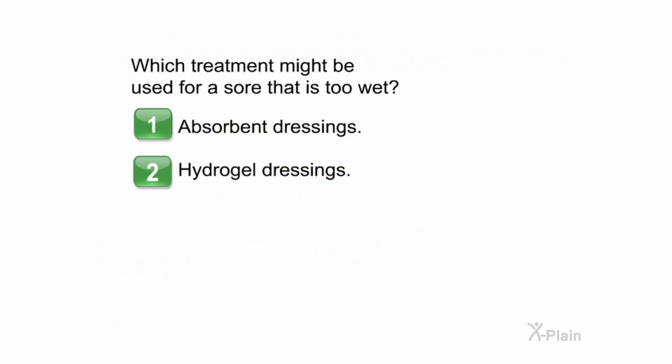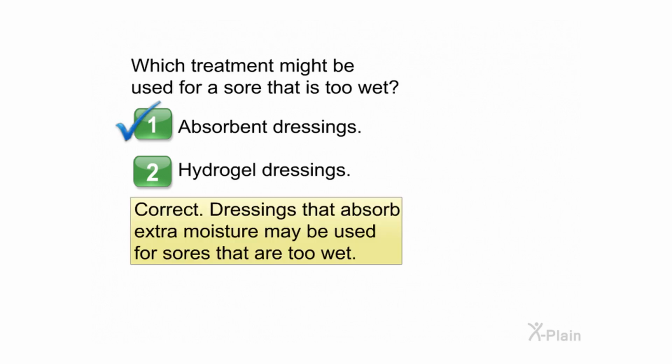Which treatment might be used for a sore that is too wet? Choose one of the following options. 1. Absorbent dressings. 2. Hydrogel dressings. Correct. Dressings that absorb extra moisture may be used for sores that are too wet.